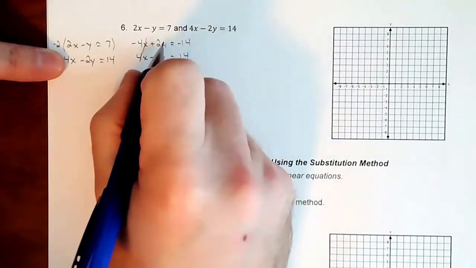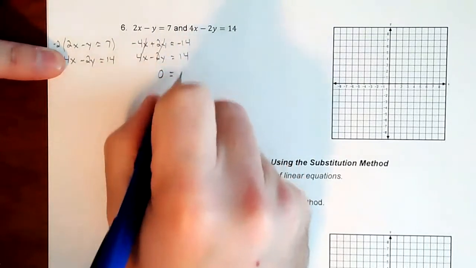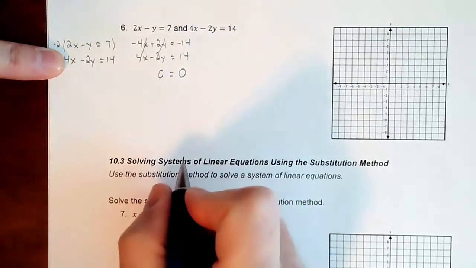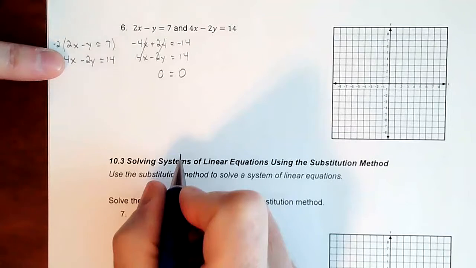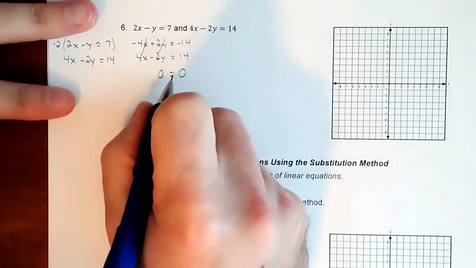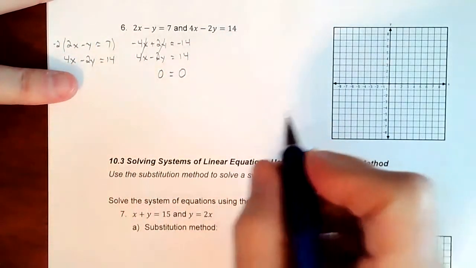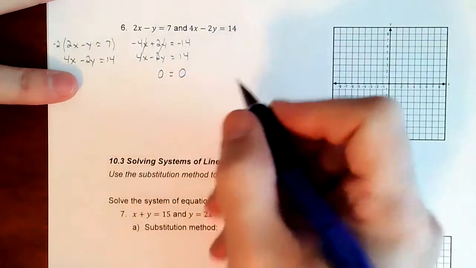The y's end up canceling again, so that instantly says we've got a special case going on. And then these numbers cancel as well. So we have 0 equals 0. Well, that looks different than the 0 equals -2. So there's something else going on. It's a different kind of special case. So let's graph these and see what they look like.